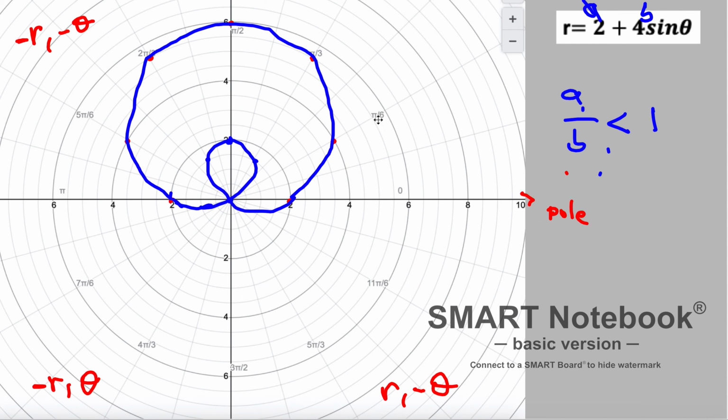But now, for example, if instead of sine theta we have cosine theta, r equals 2 plus a cosine theta, we're going to get the same figure, but it is going to be rotated by 90 degrees to this side. It's going to be the same figure, but in this side here somewhere. And here I would stop.